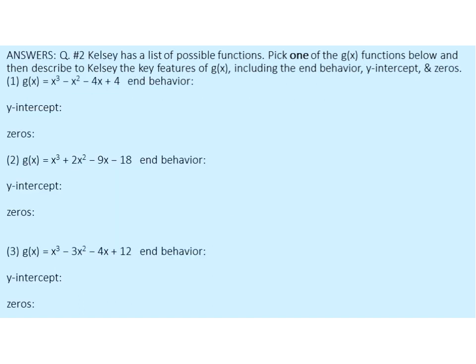All right, so I am moving on. These were the original questions that we had. Kelsey had a list of possible functions. Pick one of them. Here's another option, and here's another option. Now, what I want to do is we are all just going to do one of these. I want you all to work on number 2.